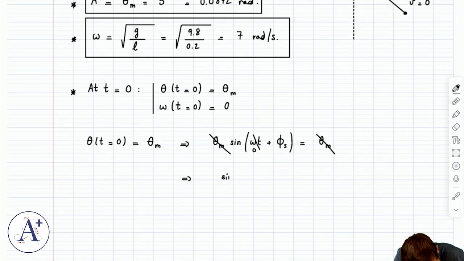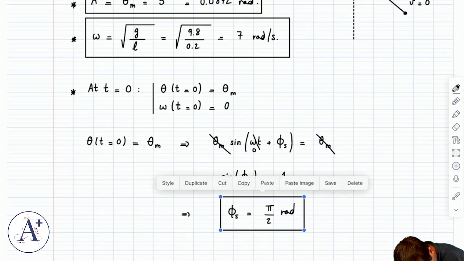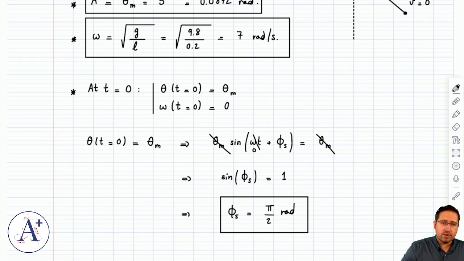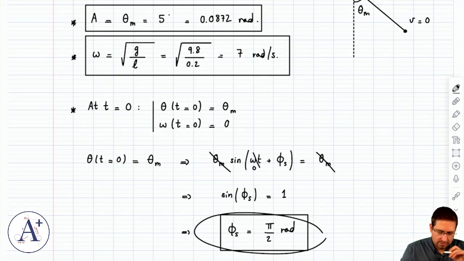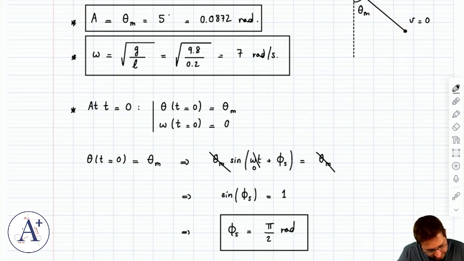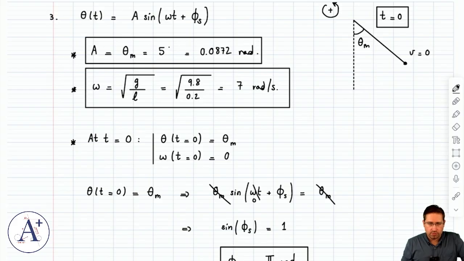That means sine of phi sub s is equal to 1. The only angle that has a sine equal to 1 is pi over 2 radians. So in other words, if I have theta m is 0.0872 radians, omega is 7 radians per second, and phi sub s is pi over 2 radians, then this expression here will properly describe my angular position over time as this pendulum swings back and forth.